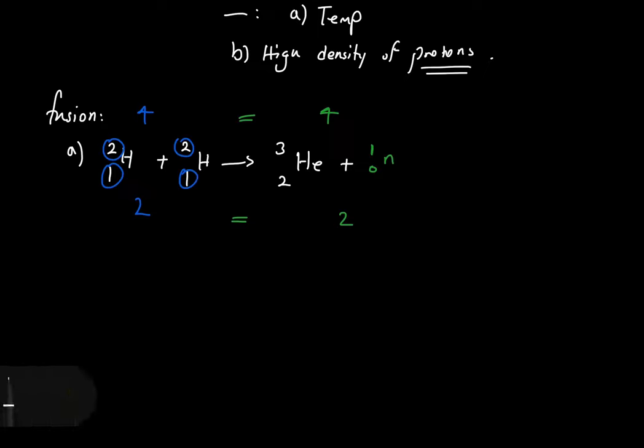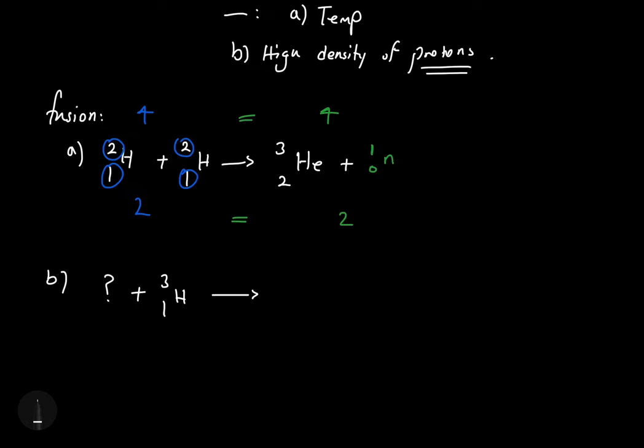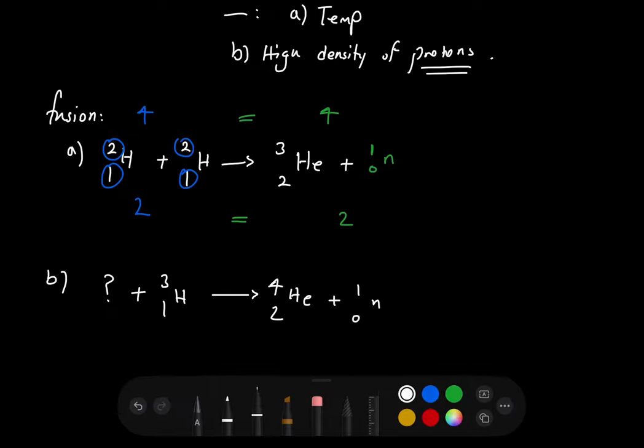Let's do another one. Let's say an element is fused with tritium, and that produces helium and 1 neutron. So what is that missing element?